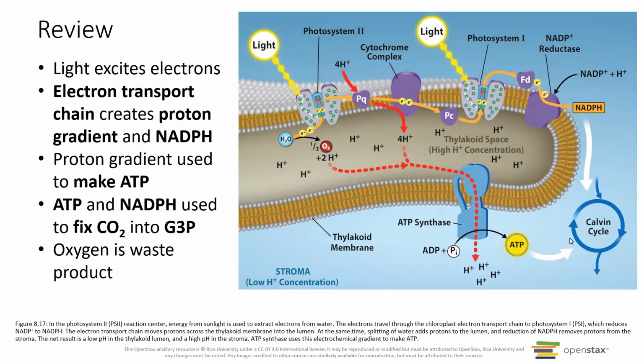And voila, we have fixed carbon dioxide into a usable form. We have broken water to produce a hydrogen concentration gradient that we use, and oxygen as a waste product. And that, my friends, is the light-dependent and light-independent reactions. Yay! And in the next section, we'll learn about other things that happen, because not everything always goes right.